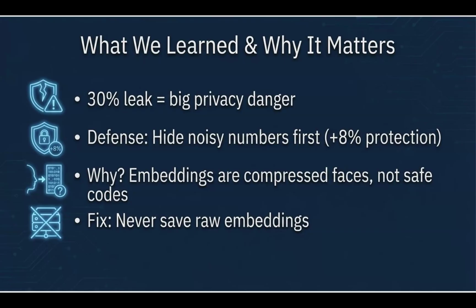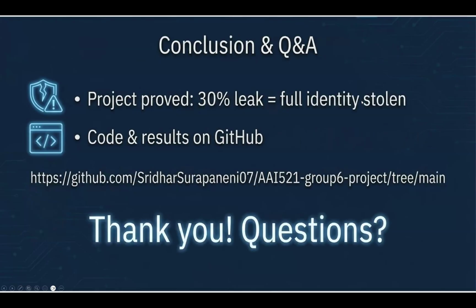Actually, the opposite happened, shockingly. Prioritizing noisy dimensions made the attack easier. So we flipped it. What if the system deliberately hides or protects the noisiest dimensions first? The simple idea of reordering which parts leak made the attack roughly 8% harder across the board. It's not a full fix, but it shows that small changes in how embeddings are stored or transmitted can buy meaningful protection. Next slide, I'll take over the conclusion part.